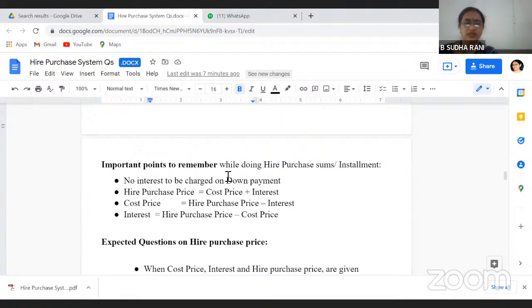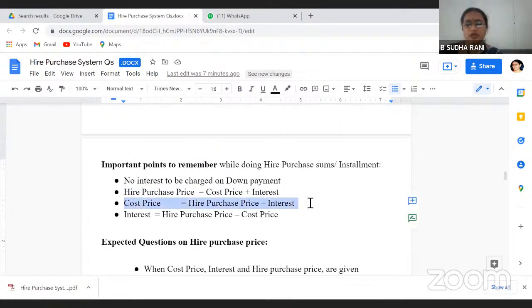Next, some important points to remember while doing the hire purchase system. I told this, again repeating: upon the down payment, you are not supposed to charge any interest. How do you get the hire purchase price? Cost price plus interest. Our cost price is 80,000, but he's paying 1 lakh, which means 20,000 is the interest. If you have this formula, hire purchase equals cost price plus interest, you will be able to get the cost price and the interest.